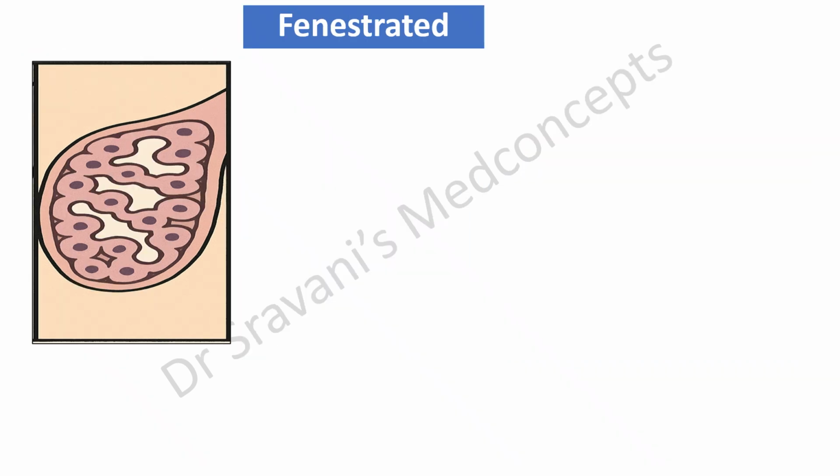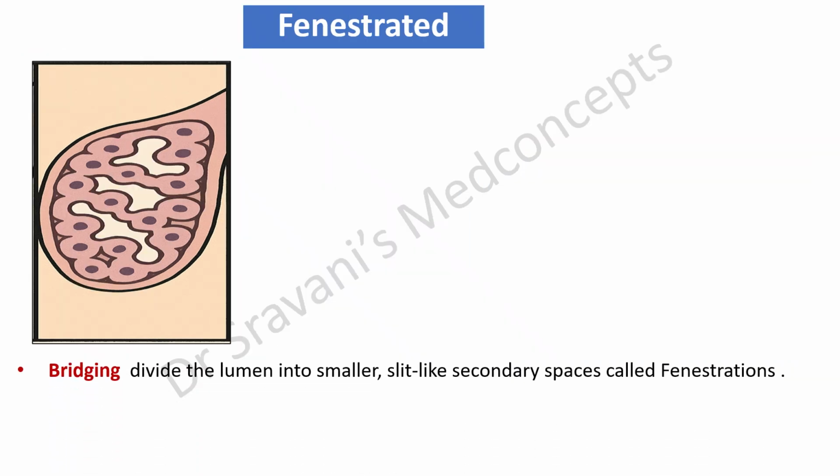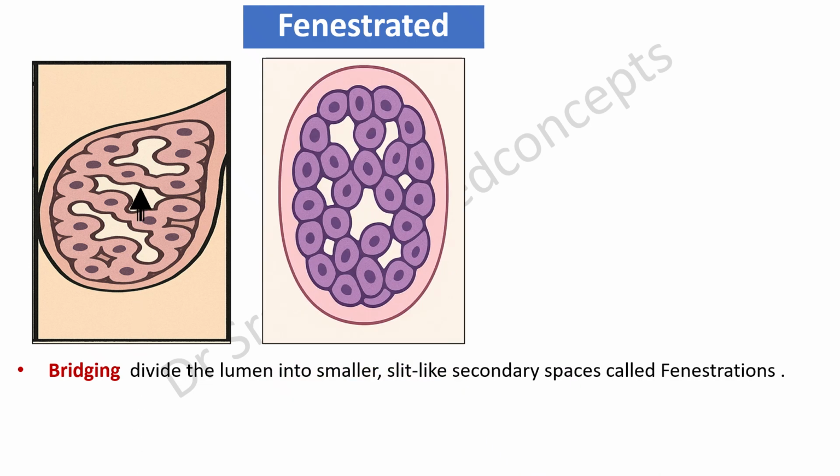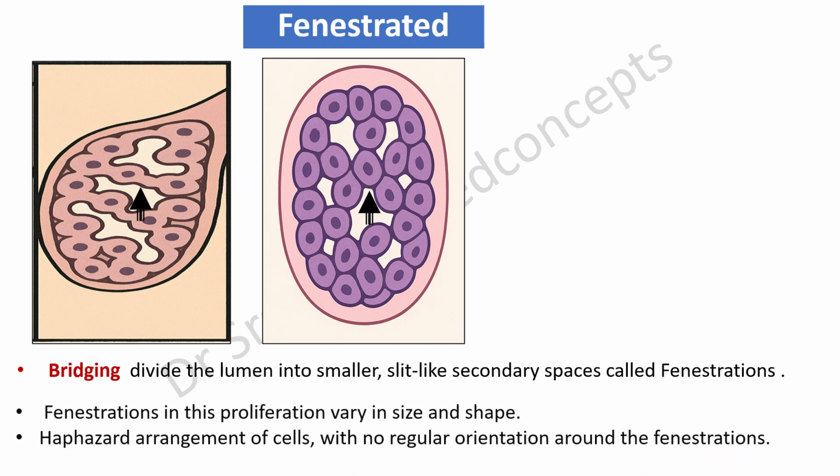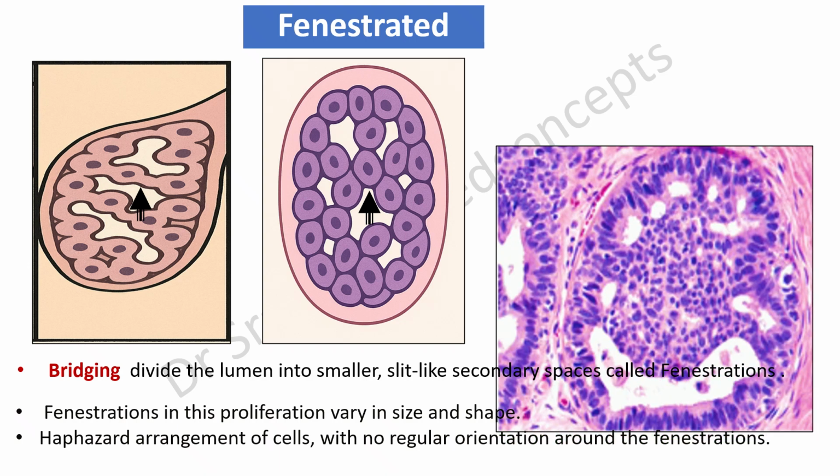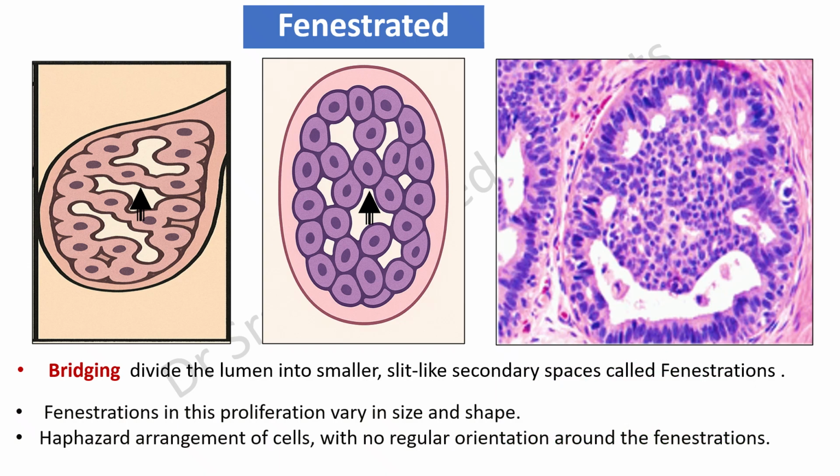This is the fenestrated variant. So we'll see the bridging, because of which the lumen is divided into multiple secondary lumina of varying sizes and shapes. There is a haphazard arrangement of cells with no regular orientation around the fenestrations.